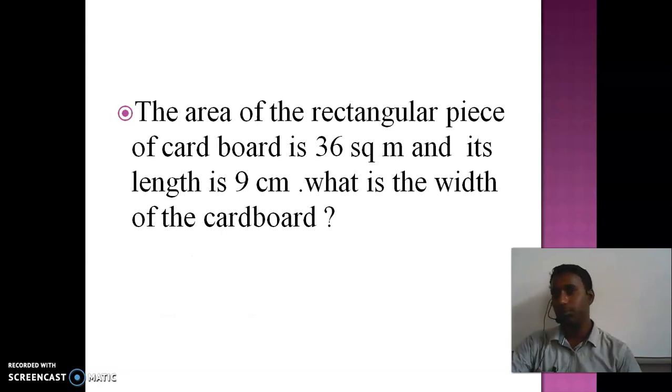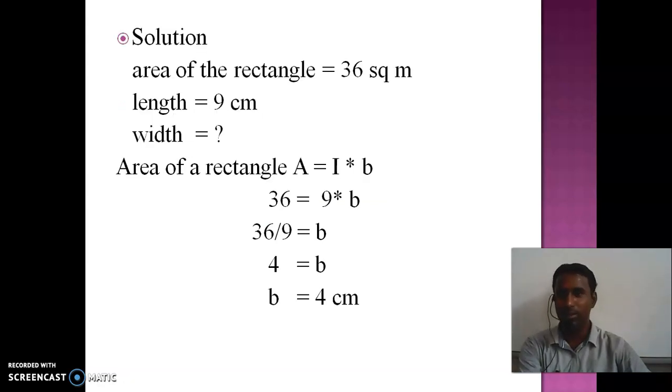And the next problem: the area of a rectangular piece of cardboard is 36 square meter and its length is 9 meter. What is the width of the cardboard? So here the area is given already, the length is also mentioned, and only the width we have to find. So first, what to do? Just see here. The area of the rectangle is 36 square meter, it is the given value. The length is 9 and the width we have to find.